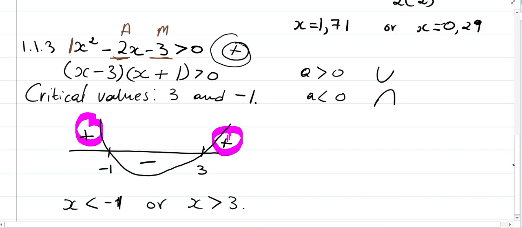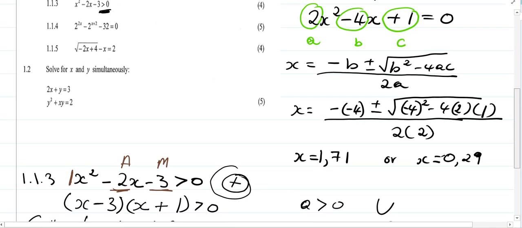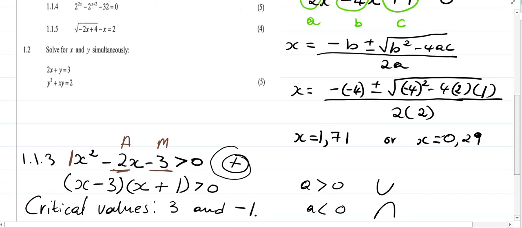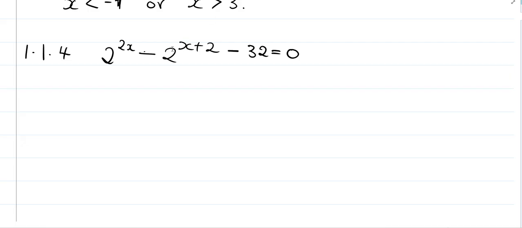We move on to question 1.1.4. Question 1.1.4 goes as follows: 2 to the power of 2x. Let me copy it down. Okay, here is our question. 2 to the power of 2x minus 2 to the power of x plus 2 minus 32 is equivalent to 0. So before I can try to solve it, let me quickly break it down.